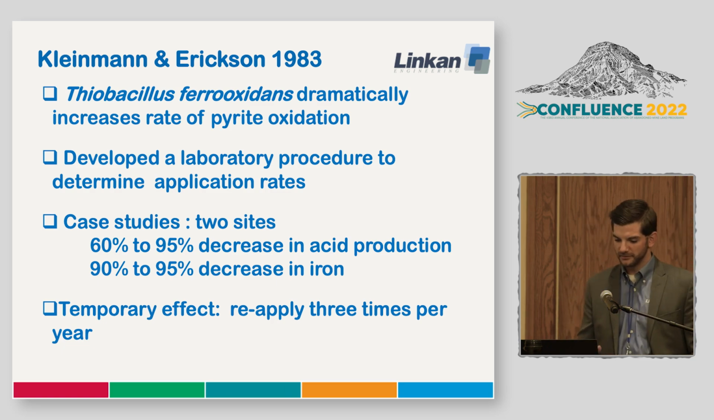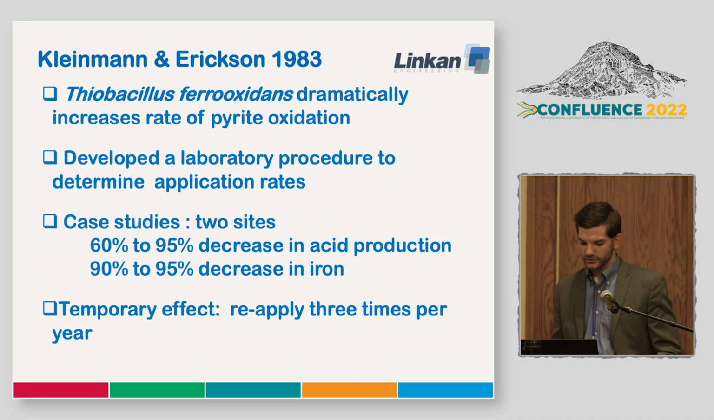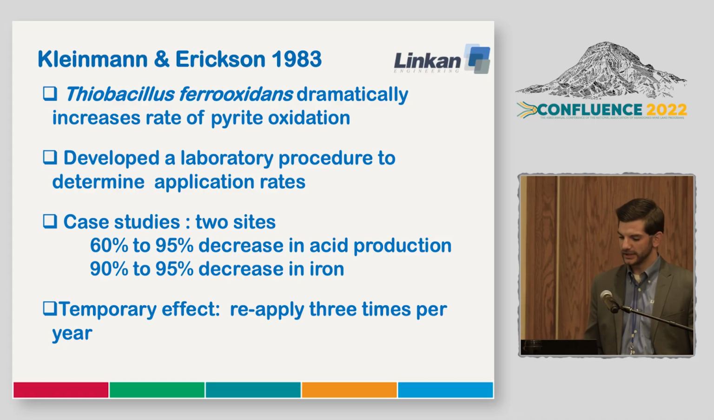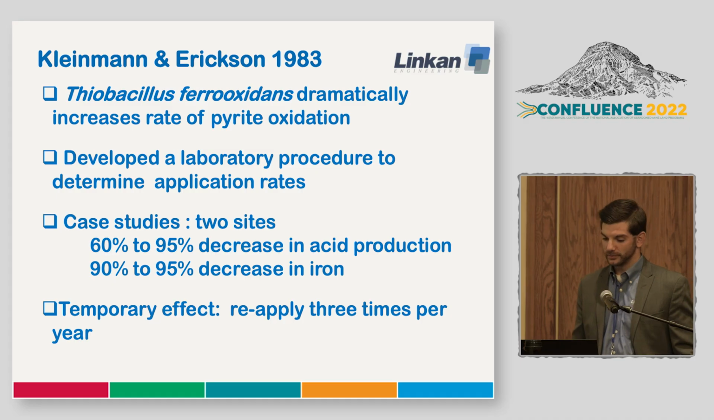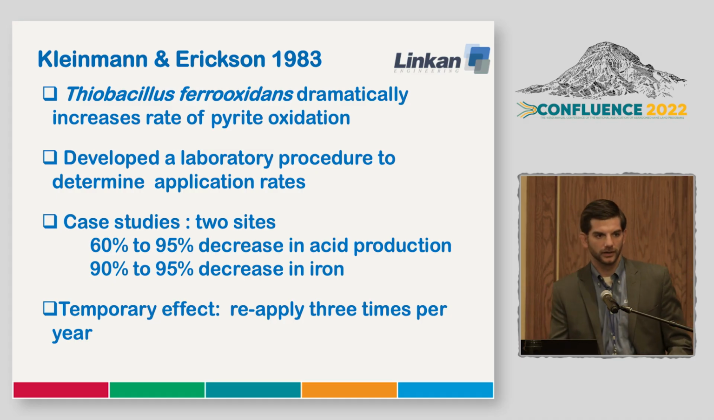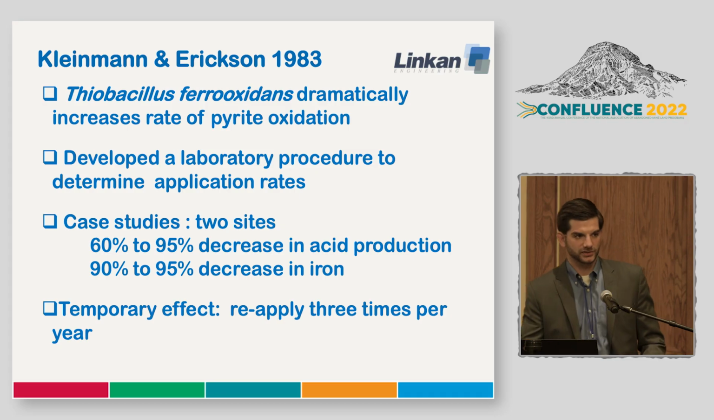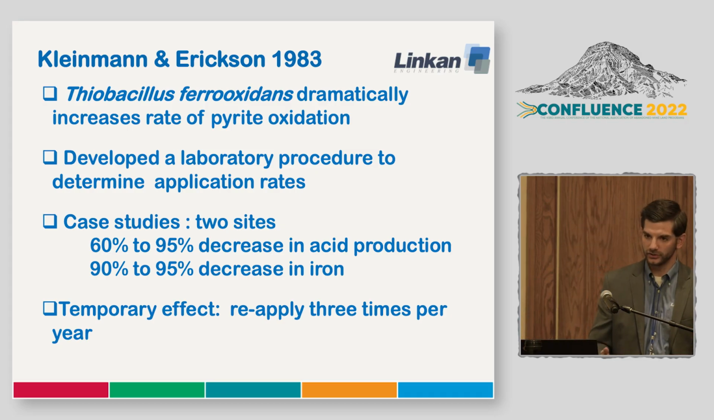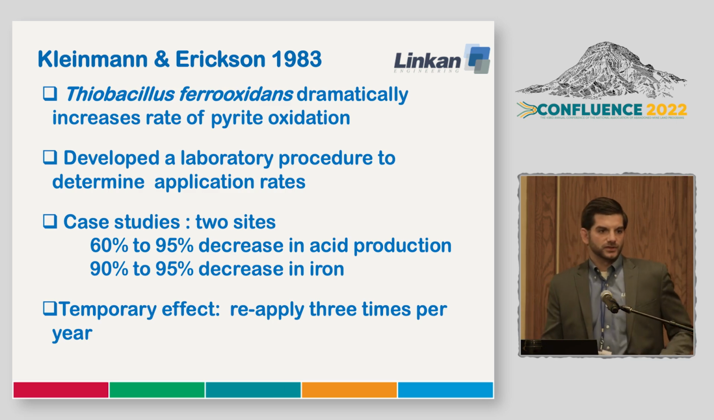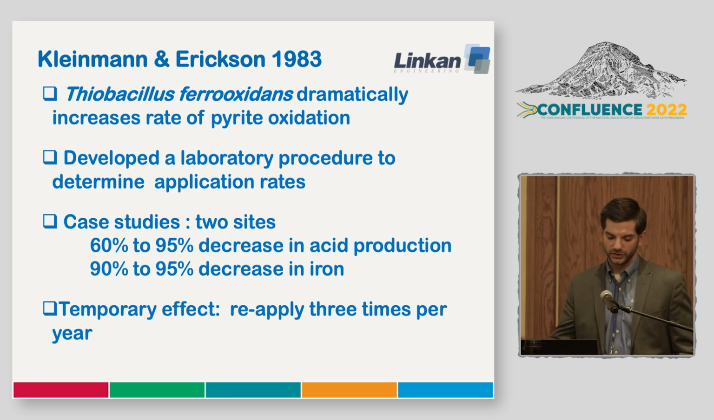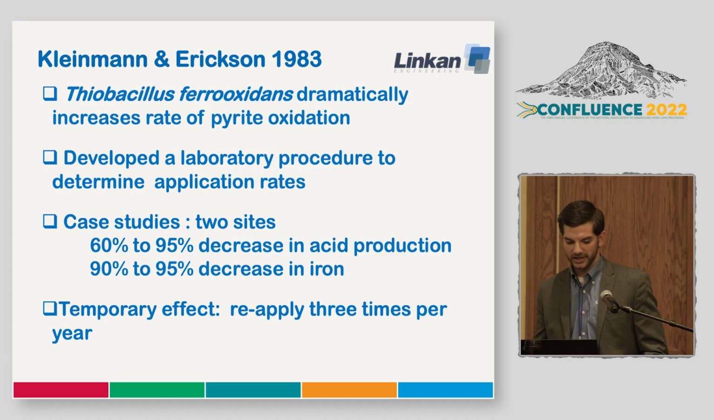The second site, a very similar story, about 8 acres, same unit cost, and we saw an acid production decrease of about 95% with a similar amount of iron concentration decrease, 90-95%. This temporary effect meant they had to apply it 3 times a year, because this solution is so soluble, you need to keep it in the pore spaces of the rocks. This is where they used that slow release pellet. Unfortunately, like I said, it's no longer being manufactured, so we've had to come up with some alternatives.